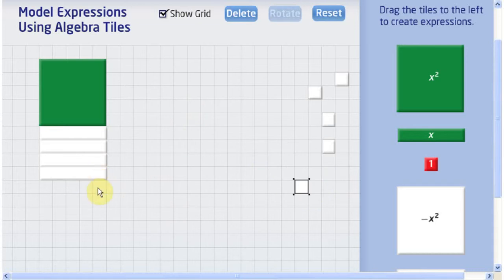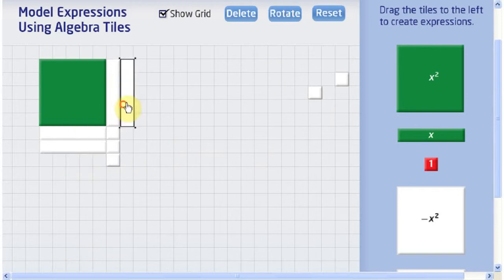Okay, what else do you want to try then? How many horizontal should I try? 3 and then 1. Okay, so let's take one of these and rotate. Okay, so I've got 3 horizontal, 1 vertical. And then if I put this, there's still not enough. Okay, so help me out. 2 vertical, okay. And then I'm going to get 4, and you're still left with 1.